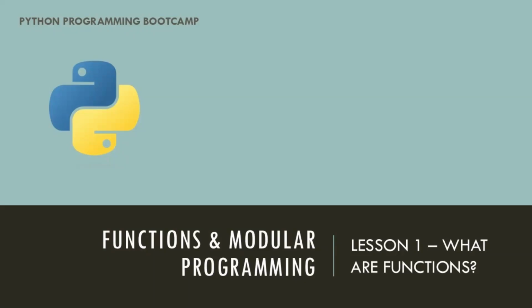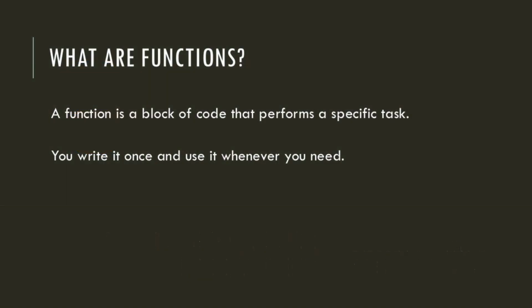Welcome to section 5. Until now, we have been writing all our code inside a single block. But as programs grow, this becomes messy and hard to maintain. This is where functions come in. A function is a block of code that performs a specific task. You write it once and use it whenever you need.